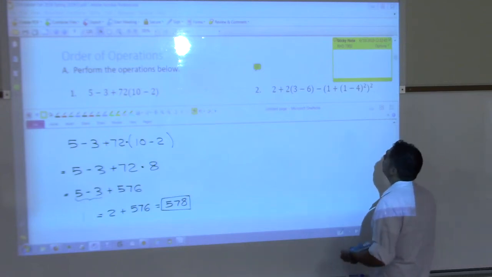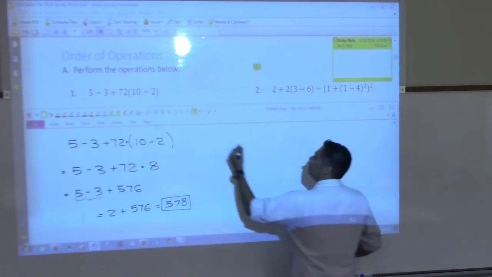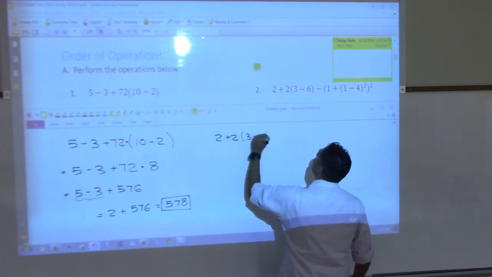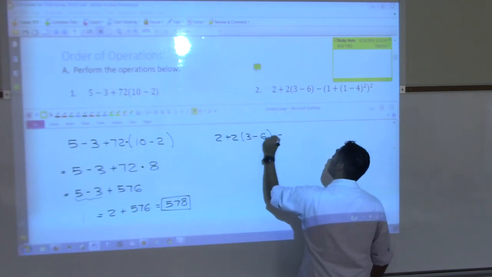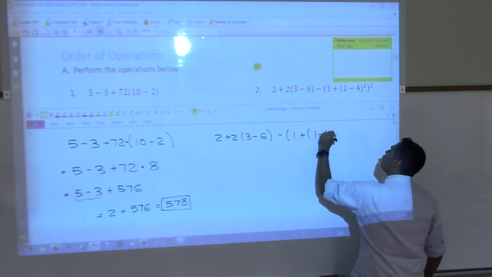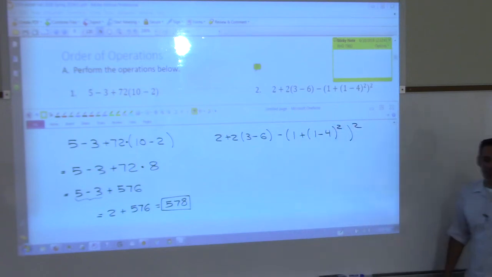How about this next one? This next one looks kind of nasty. 2 plus 2, parentheses 3 take away 6, close parentheses, minus, parentheses 1 plus another parentheses 1 minus 4, close parentheses squared, close parentheses squared. Yuck.